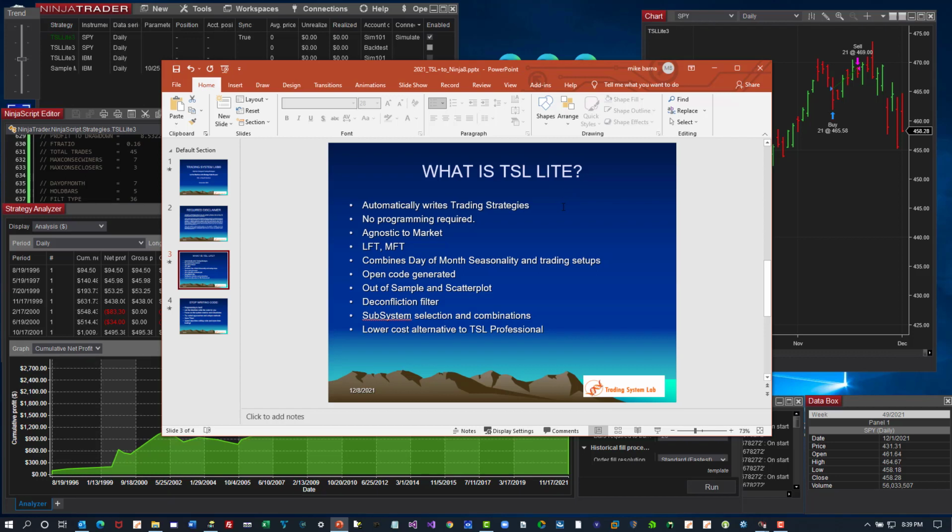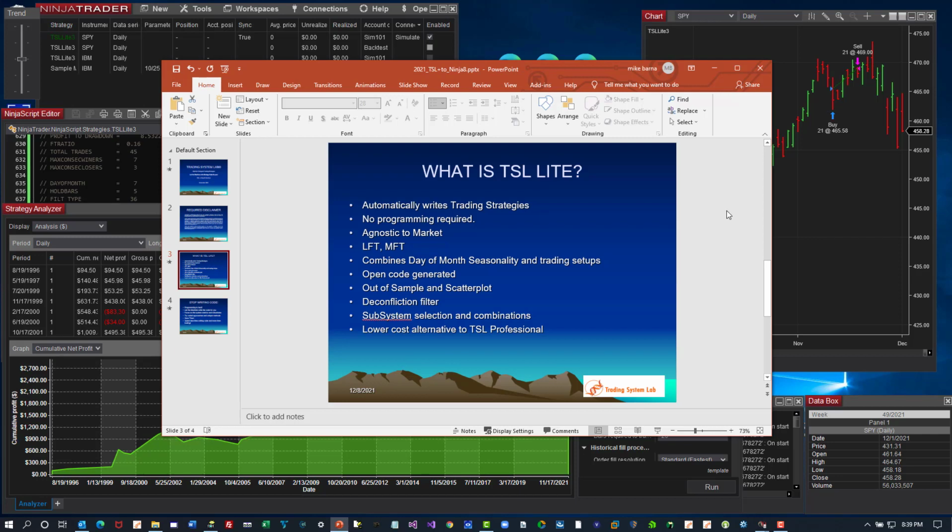And TSL Lite automatically writes trading strategies. You don't need to be a programmer. That's the big key here that I'd like to make sure everybody understands. You don't need to be a C# programmer to know how to use Trading System Lab Lite and generate some very good trading strategies using this engine.